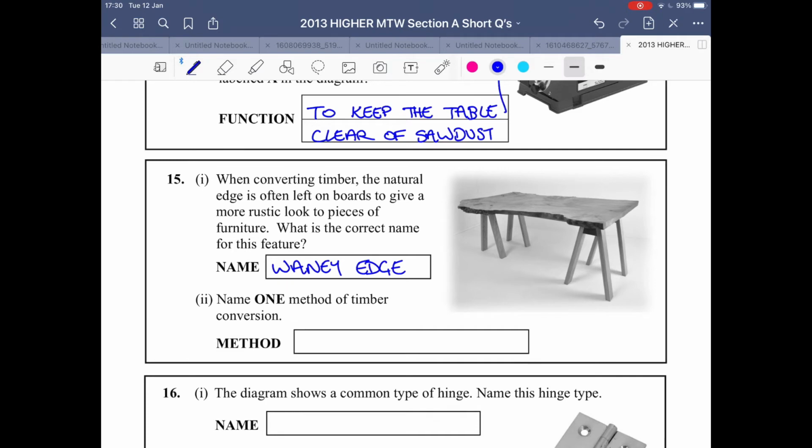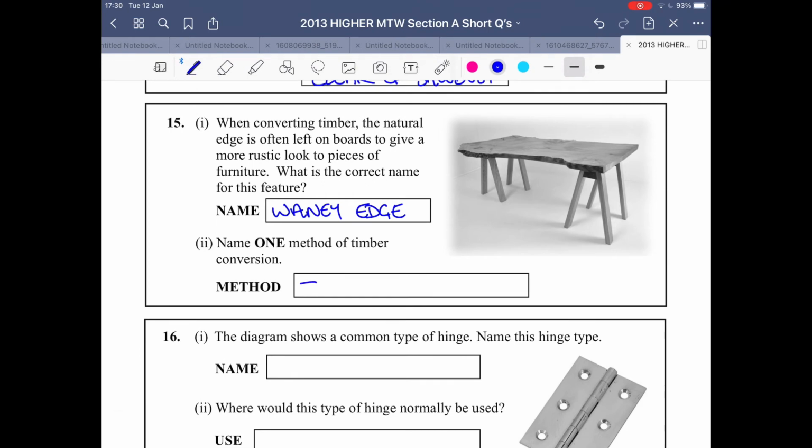And then it asks you for one method of timber conversion. So we have three of those. We have through and through sawing, we have radial sawing, which I haven't written in there yet, and we have tangential sawing. Okay, so we've just learned those, and chances are, even if that question doesn't come up as a short question, you will get a question on conversion in your section B in the long part of the paper. Conversion or often seasoning, they're the two that tend to appear quite a lot.